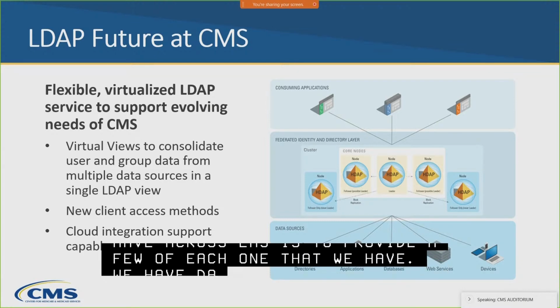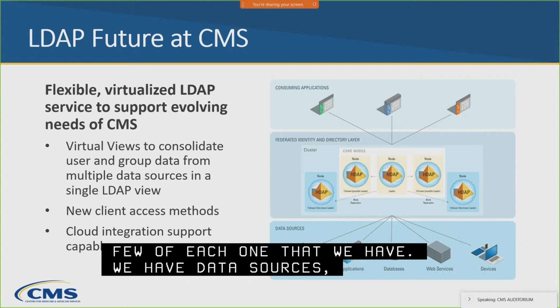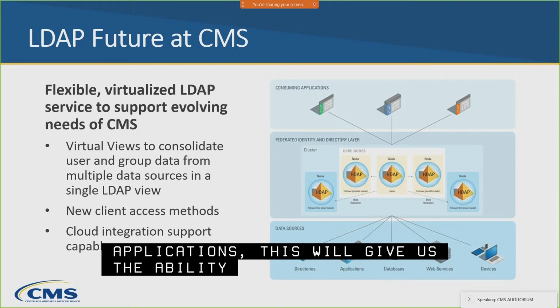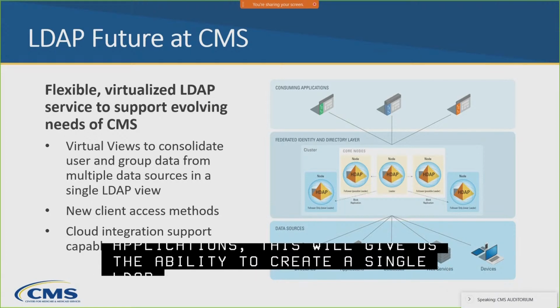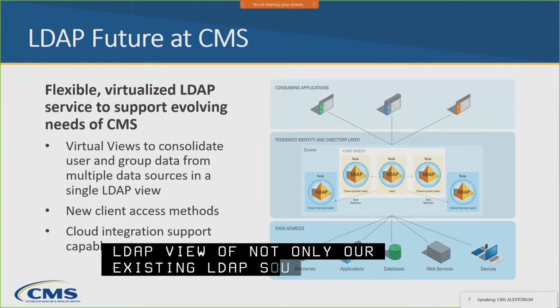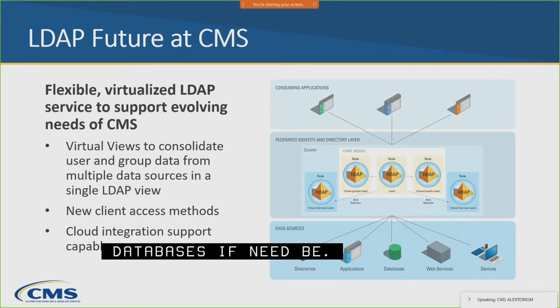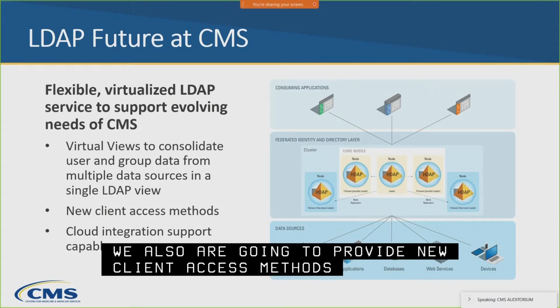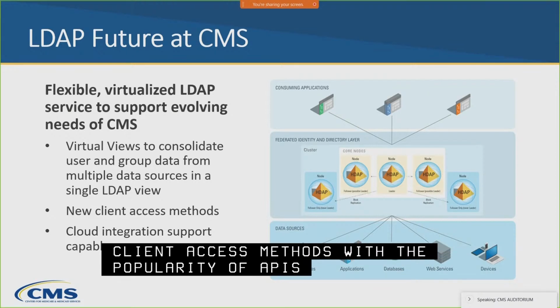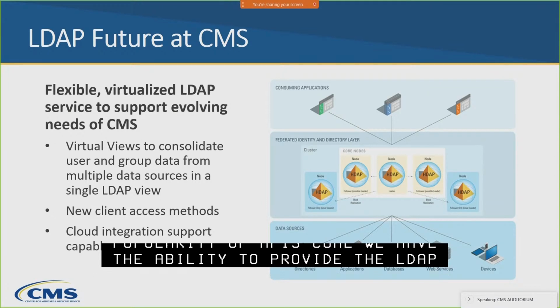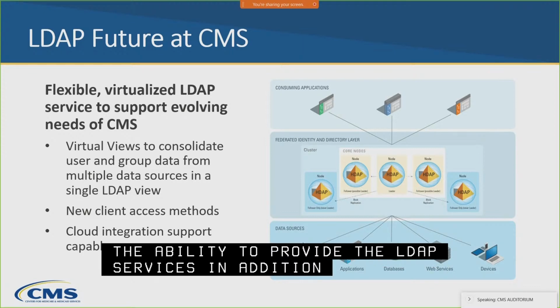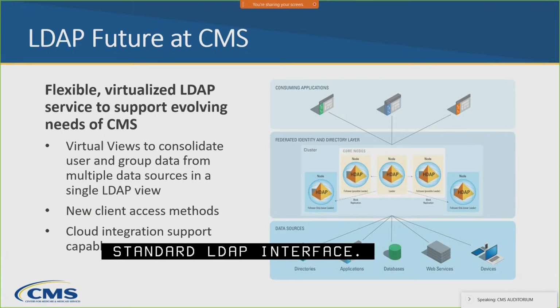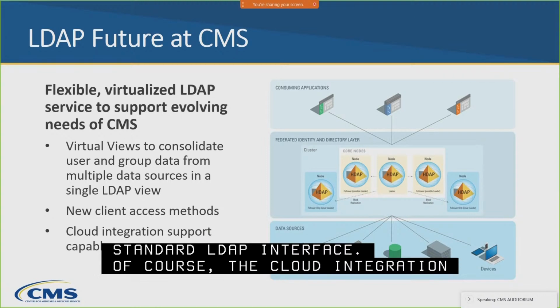This will give us the ability to create a single LDAP view of not only our existing LDAP stores, but Active Directory as well, databases if need be, application APIs to integrate with cloud applications like Okta, for example. We're also going to provide new client access methods. With the popularity of APIs, we also have the ability to provide the LDAP service as a REST interface in addition to the standard LDAP interface. And of course, the cloud integration support that we mentioned. We have a lot of flexibility with how we integrate these different data stores, and Radiant really helps us with that.